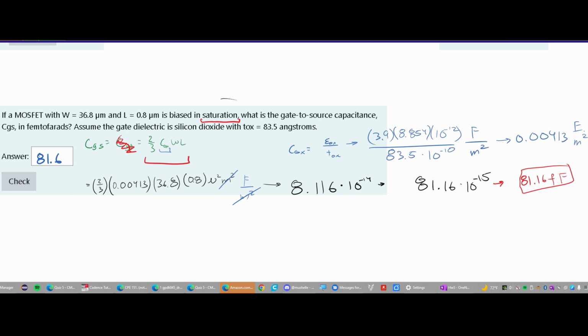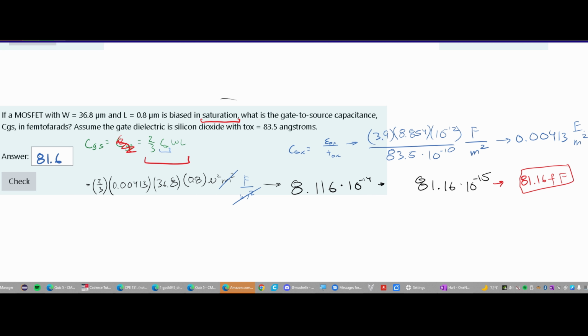Same thing for angstroms, it's 10 to the negative 10 because that is how you would do it for meters. The reason why we are doing it for meters is because we are given this in micrometers. So you want to make sure that your units line up all the time. And this is going to be what we get.